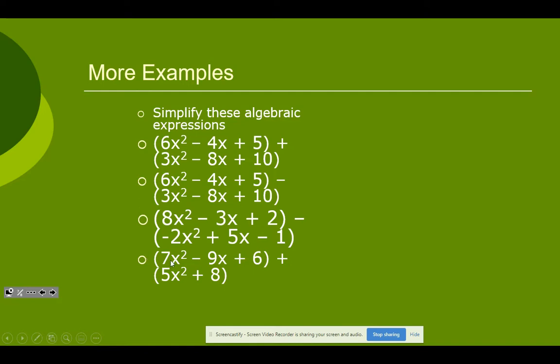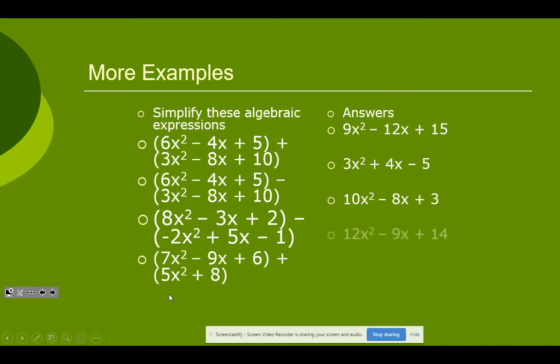So regardless of the vertical method or the horizontal method, you should have been able to come up with the correct answers. For the first one, it's 9x squared minus 12x plus 15. For the second one, we have 3x squared plus 4x minus 5. Next, we have 10x squared minus 8x plus 3. And finally, 12x squared minus 9x plus 14.